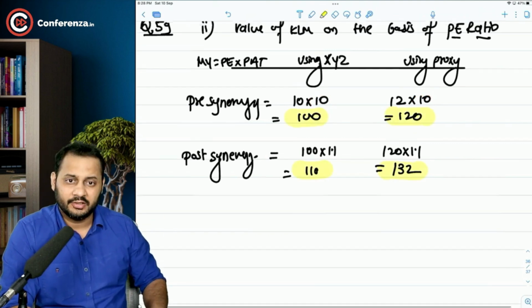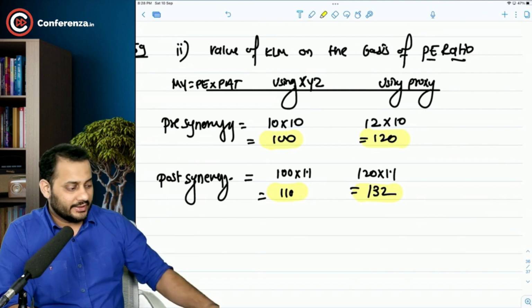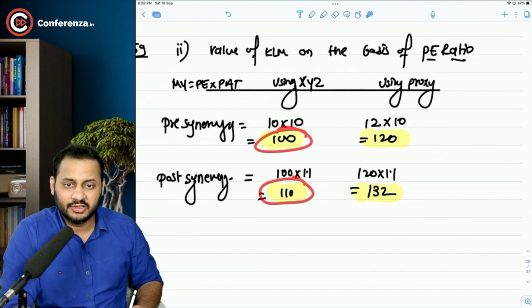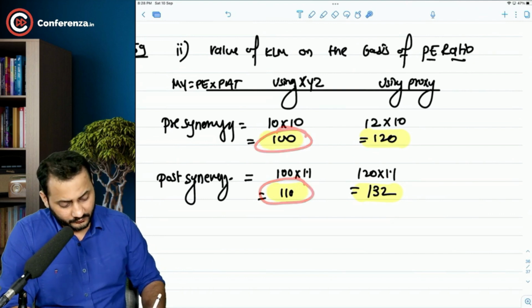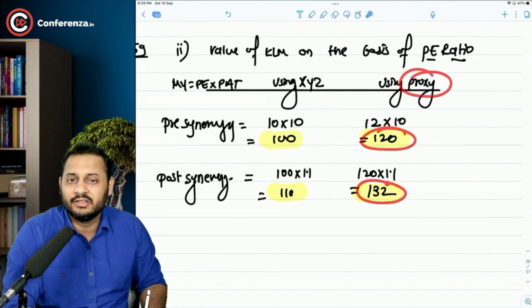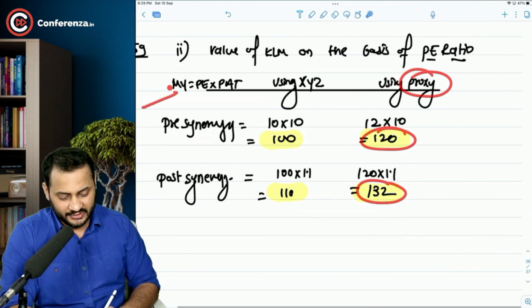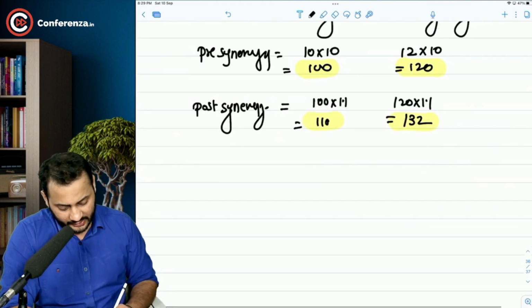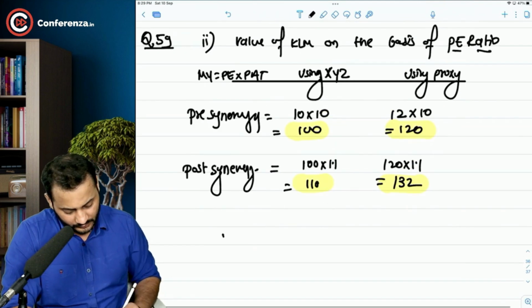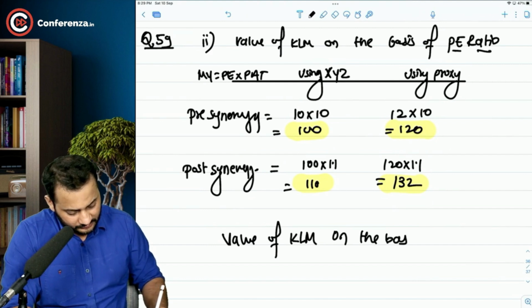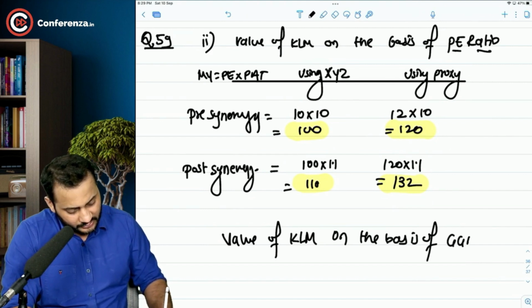Now understand, using XYZ data, the pre-synergy value is 100 and the post-synergy value is 110. Using proxy data, the pre and post synergy values are 120 and 132. This is just on the basis of PE ratio. Okay, another range that you can use is the value of KLM on the basis of Gordon's growth model.